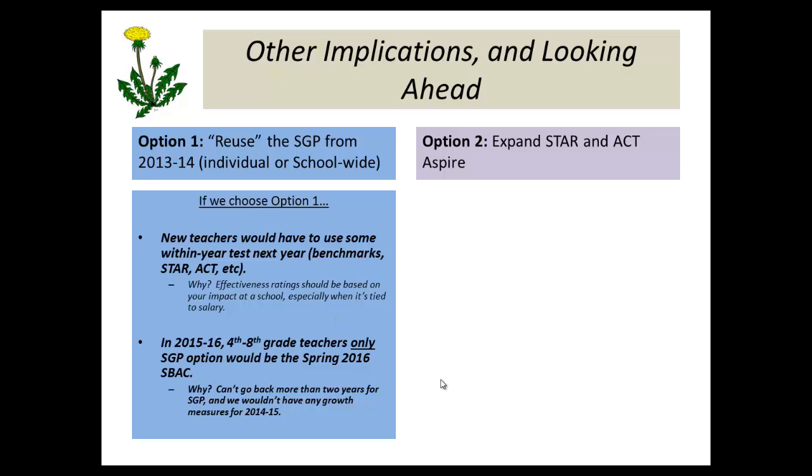In 2015-16 as well, so that's in 2 years, 4th through 8th grade teachers would only have one option for SGP, and that would be the spring 2016 Smarter Balanced. Why is that? Because we can't go back more than 2 years for SGP. Remember, you get either the higher of this year or last year, but if we didn't give any tests next year that could give us an SGP, that would mean that we'd only have one option once you got to 2015-16, and that would be Smarter Balanced from that year.